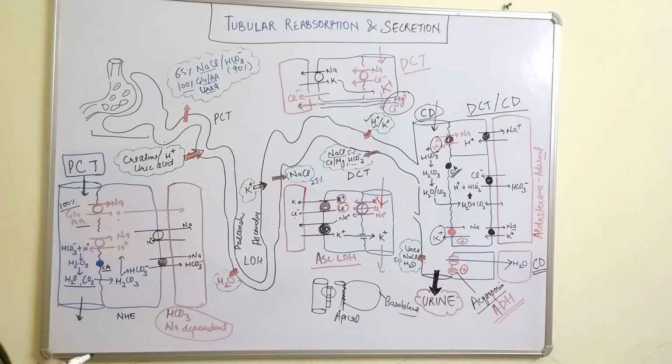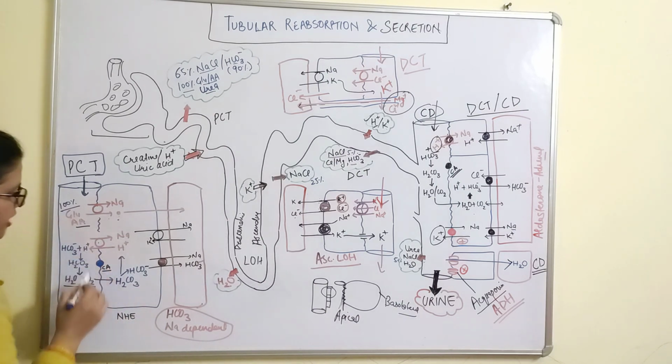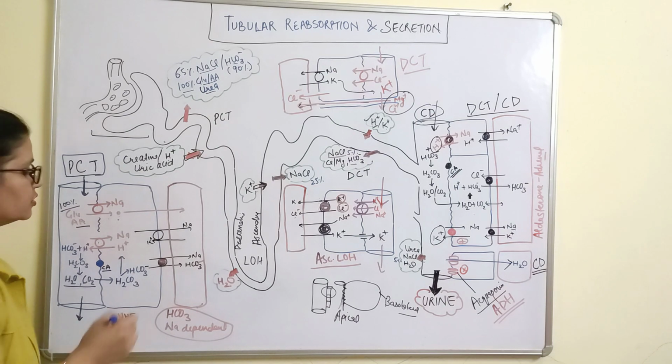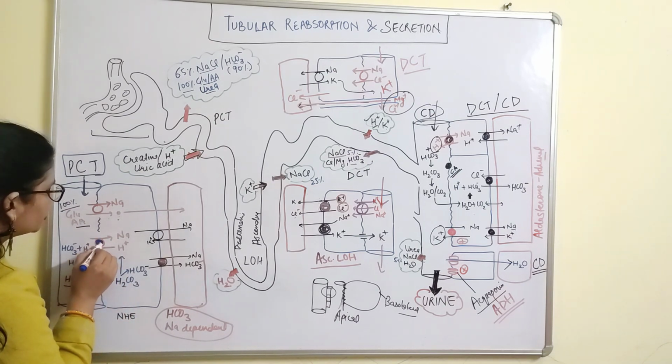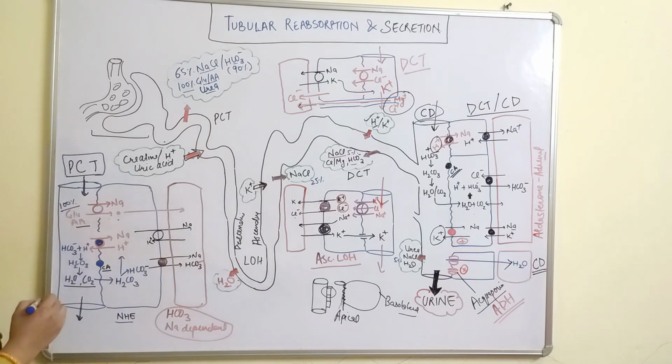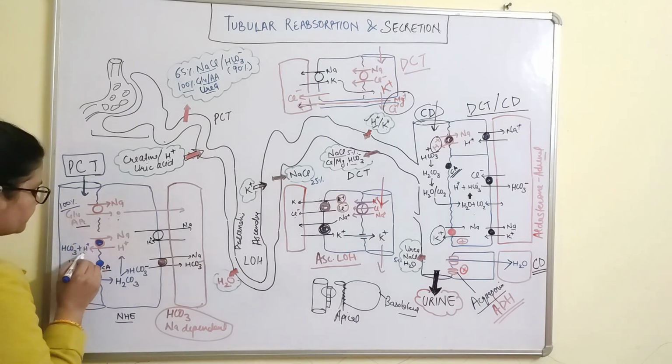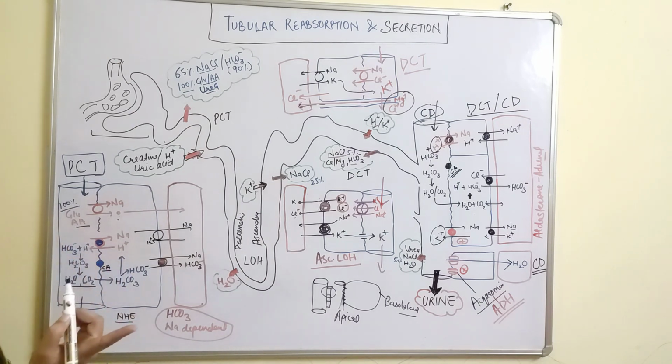Sodium in this filtrate is absorbed by many channels. We have to understand here. This is the first channel, called the sodium hydrogen exchanger, NHE. With the help of this, sodium enters the cell and hydrogen is secreted into the tubular part. So this H positive movement is called secretion.